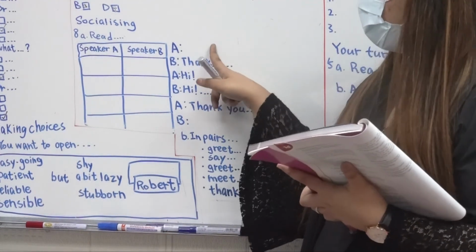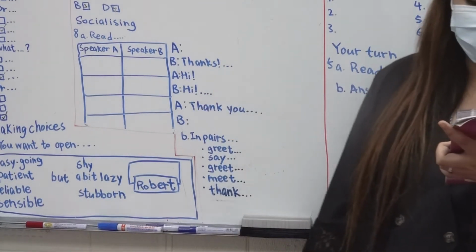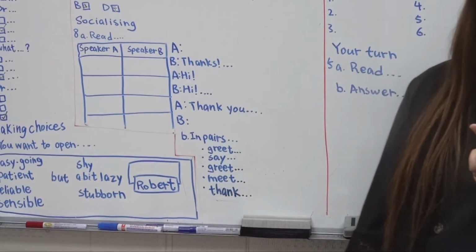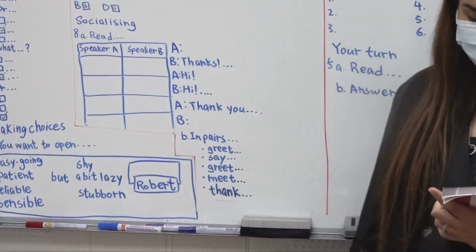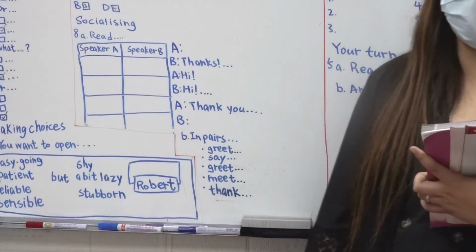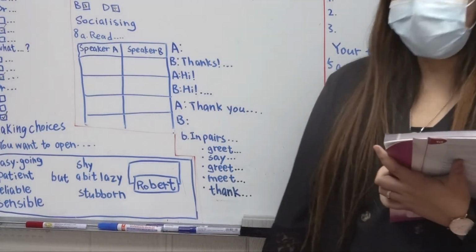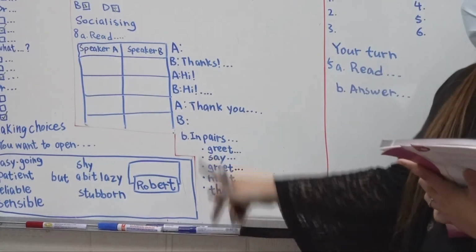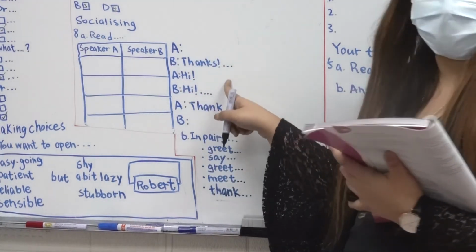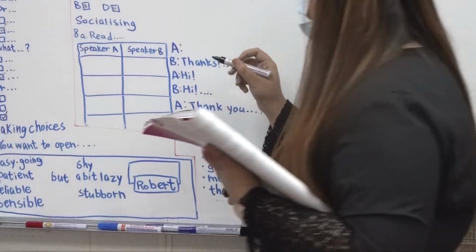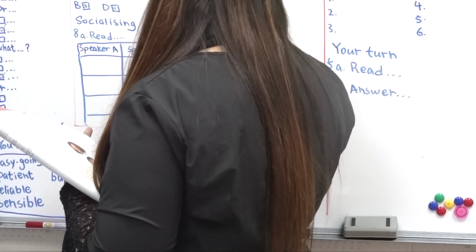What should we write in A? Let's look at what B said. So B said, thanks, I've got a terrible cold. So when you catch a cold, you sneeze a lot, right? You will be achoo, right? So speaker A might say bless you. That's why you said thanks for it, right? So the answer is bless you. Bless you.